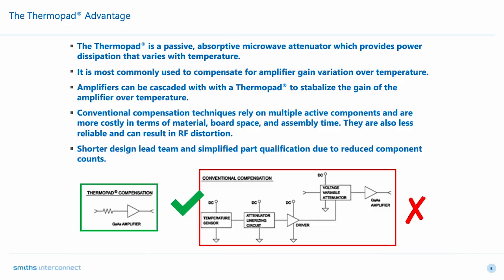And I'm going to introduce the thermopad and the advantage of the thermopad. A thermopad is a passive device that we use for temperature compensation in our circuits, primarily with power amplifiers, up converters, down converters. With a singular thermopad device, like you can see down in the diagram on the left, we can accomplish by using just one simple passive component what is happening on the active side.